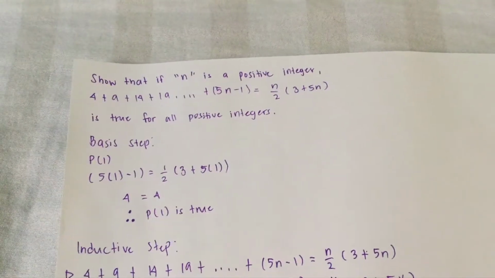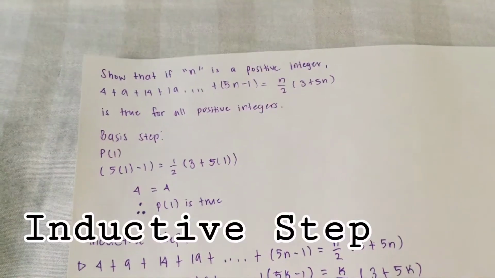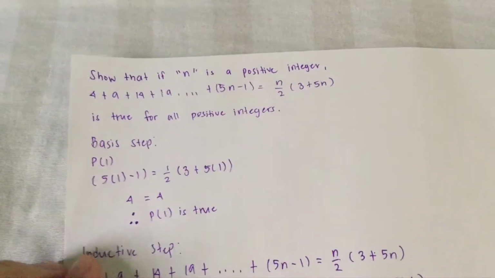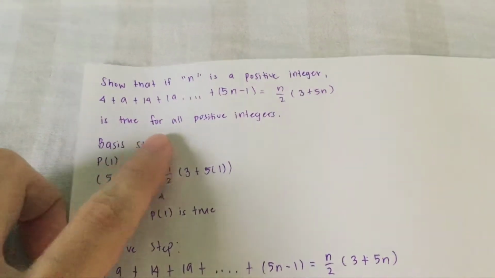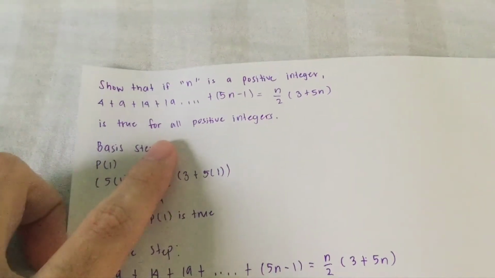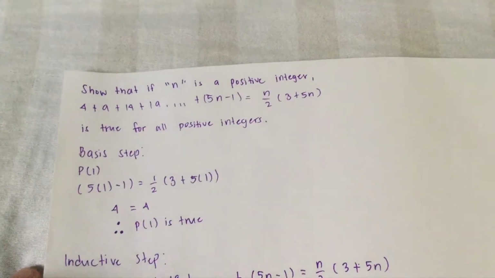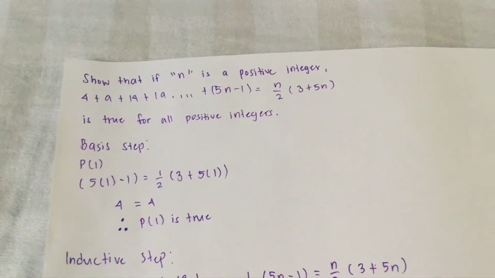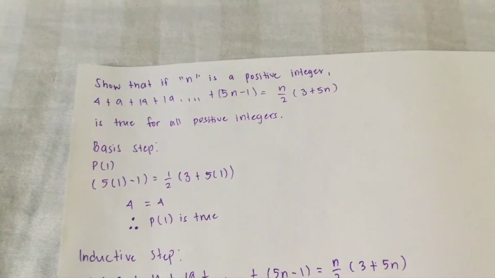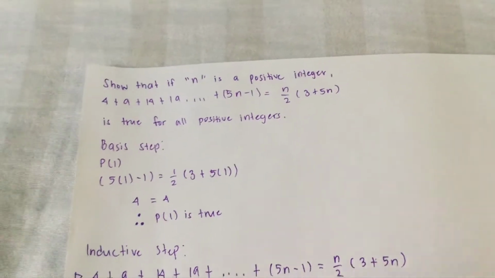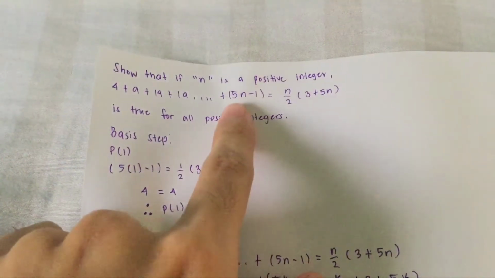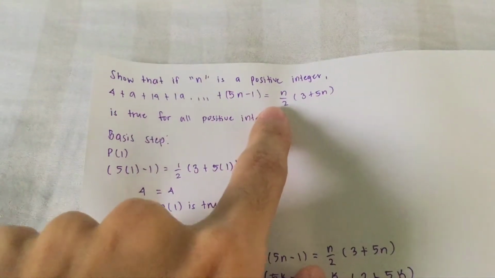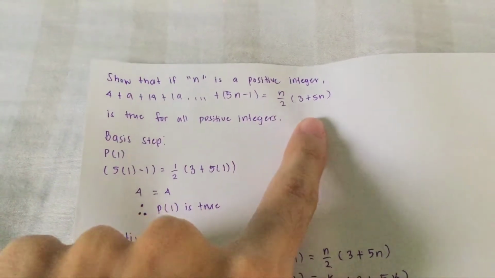There are two steps in a mathematical induction: the basis step and the inductive step. So in the given example, show that if n is a positive integer, 4 plus 9 plus 14 plus 19 plus ... plus 5n minus 1 is also equal to n over 2 times 3 plus 5n is true for all positive integers. For the first step, we first have to verify the given left and right functions by inserting a value of n. Basically, we have to insert any positive integer into this function: 5n minus 1 is also equal to n over 2 times 3 plus 5n.